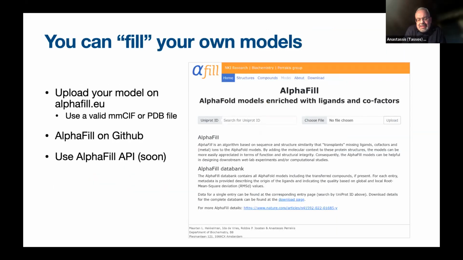Another thing is that these days you can not only retrieve these models for the 1 million structures, but if your structure is not there, you can simply upload your own predicted model, which could also be a multimer or a complex or anything. You can run it through AlphaFill, and we will try to check every domain and fill in the possible ligands. You can also get AlphaFill on GitHub if you don't want to be using our CPU power.